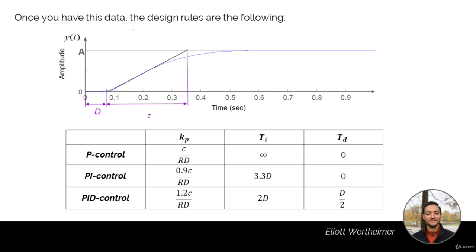If you're designing a proportional integral controller, then Kp is equal to 0.9 C divided by Rd, Ti is equal to 3.3 D. Remember that Ti is the inverse of the integral constant Ki, and Td is equal to 0 because we still don't have any derivative control. Finally, if we're designing a PID controller, then Kp is equal to 1.2 C divided by Rd, Ti is equal to 2D, and Td is equal to D over 2.